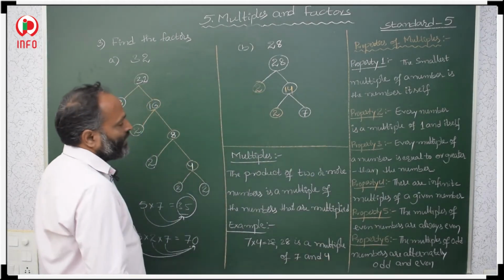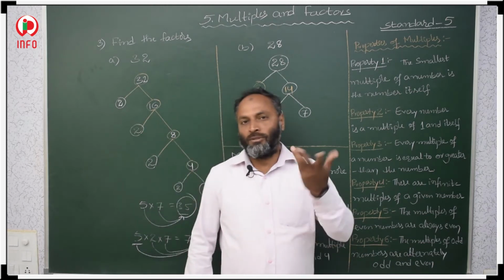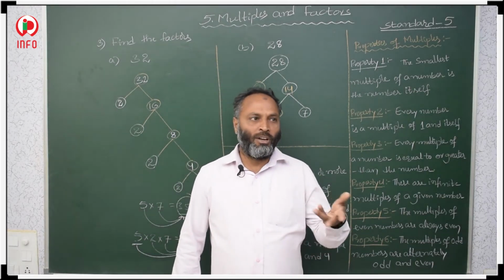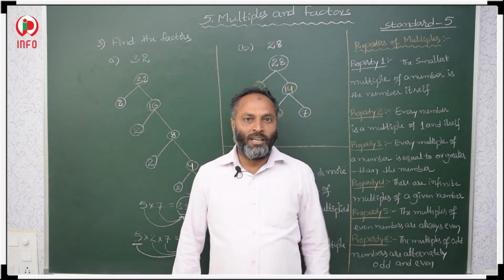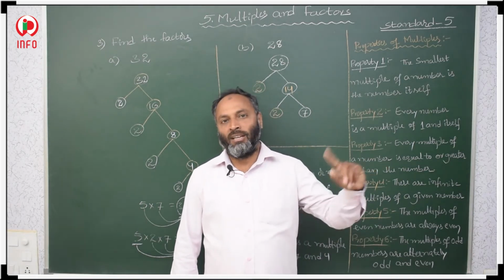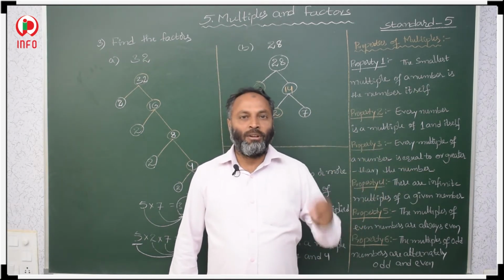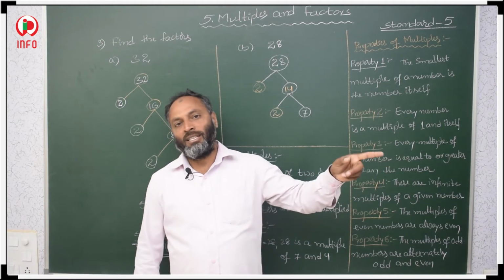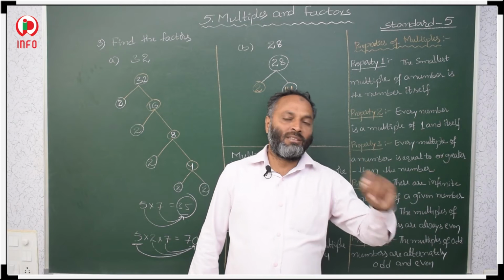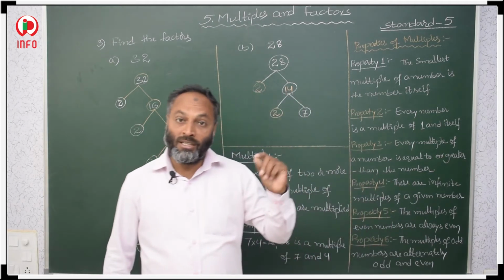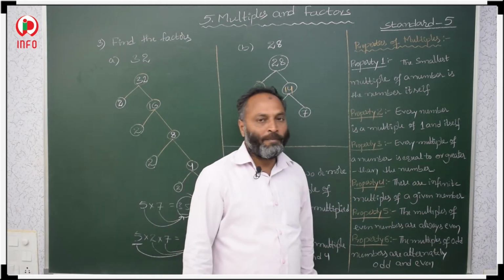Whatever the number, whatever the table you choose, like the 3 table, 4 table, 5 table, 6 table, the first multiple is the same number. In the 3 table, 3 ones are 3, you get 3 only. In the 10 table, 10 ones are 10, so 10 is a multiple. The first, smallest multiple is the number itself. This is the first property.